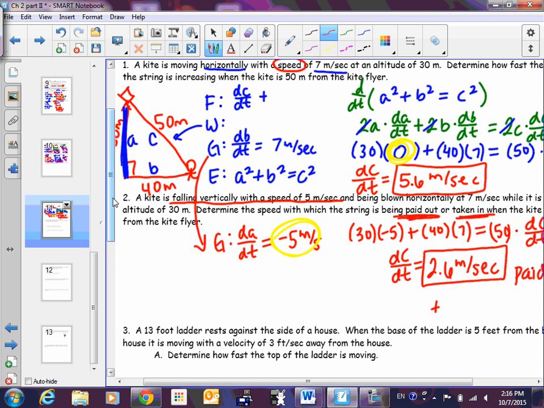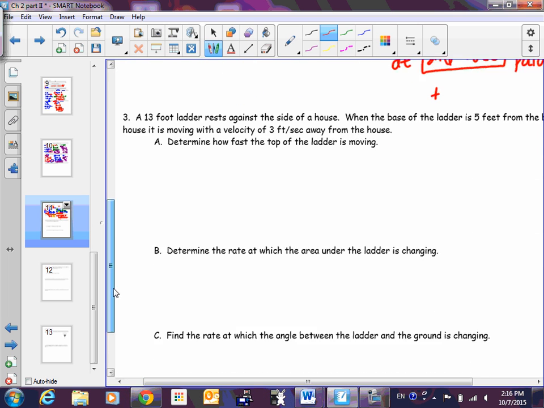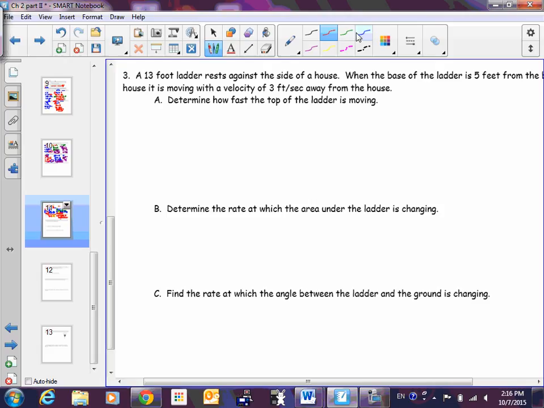We talked a little bit about this earlier this week. Here we have a 13-foot ladder rests against the side of a house. When the base of the ladder is 5 feet from the base of the house, it's moving with a velocity of 3 feet per second away from the house. Determine how fast the top of the ladder is moving. Okay, we need to draw a picture.